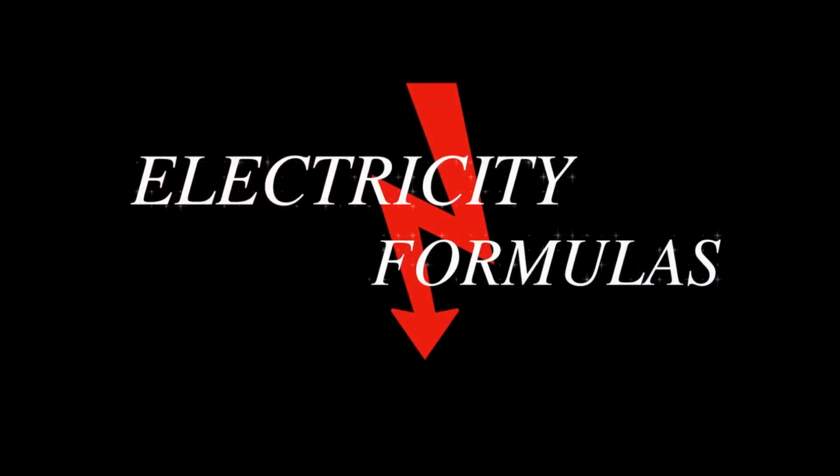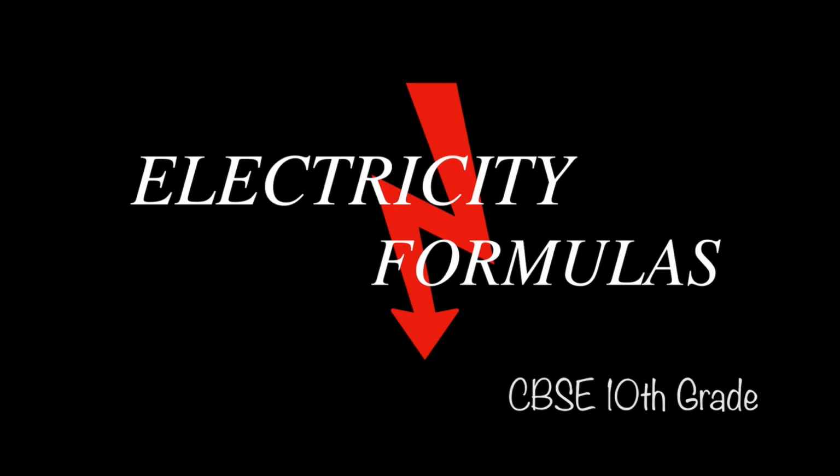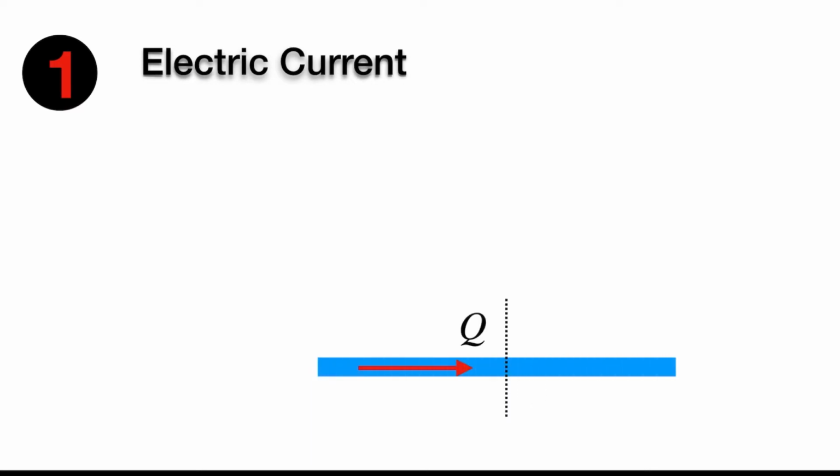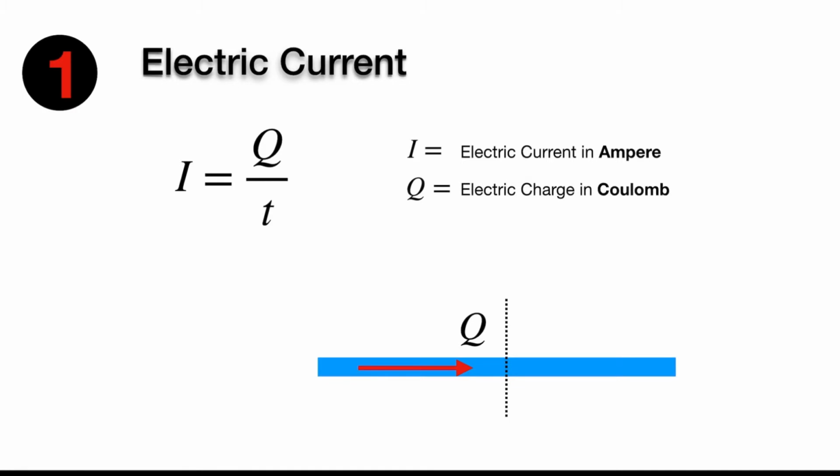In this session, we are going to review formulas from the electricity chapter of CBSE 10th grade. Electric current. If charge Q passes through a conductor in time t, the current I is given by Q by T, where I is the electric current in amperes, Q is electric charge in coulombs, and time t in seconds. So ampere is equal to coulomb per second.